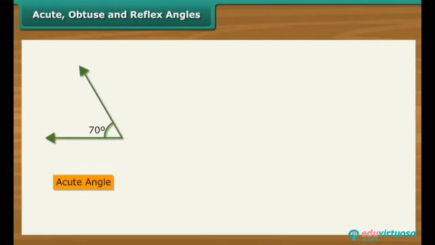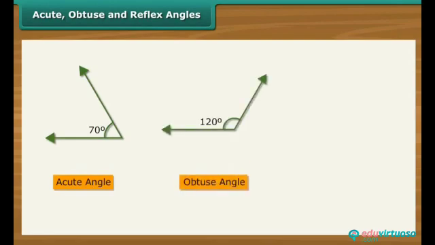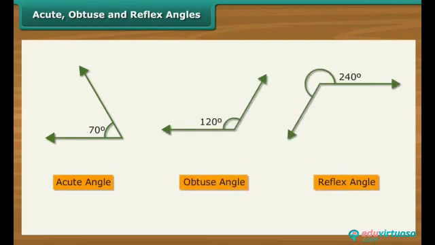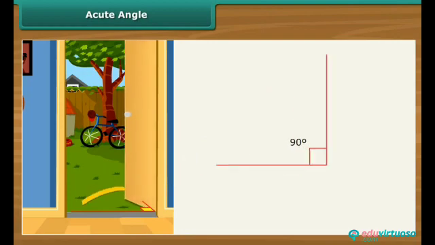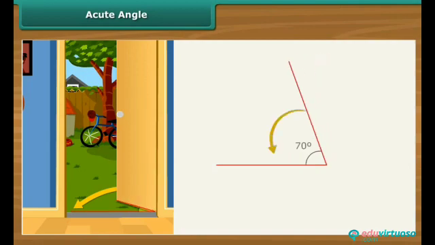Acute angle, obtuse angle, reflex angle. Let us look at them one by one. Acute angle. Look at this picture of an open door. Can you identify the angle that it makes with the ground? Yes, 90 degree. Now shut the door slowly. Can you identify the angle that it now makes with the ground? You're right, less than 90 degree.